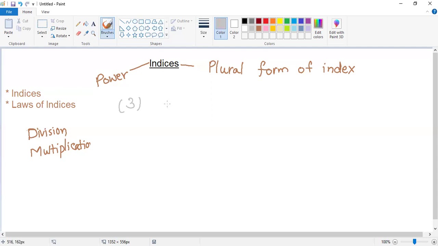Now, if you have a number a, always remember that there's a condition that a should not be equal to 0. If you have a power m, all to the power n, you can write this as a power m times n. Now let's see this with the help of an example.